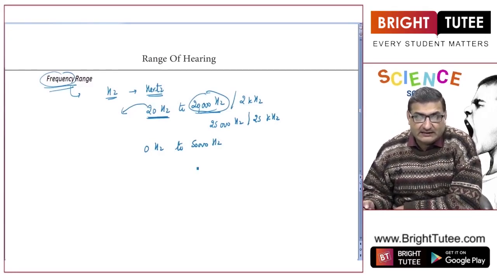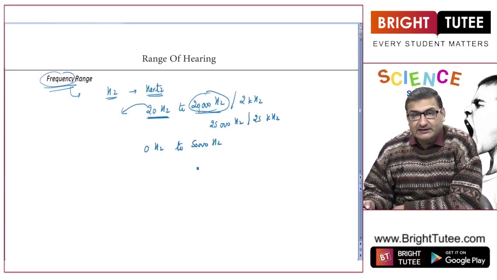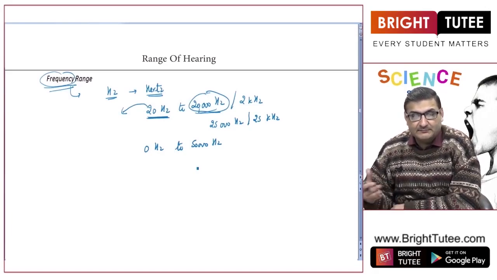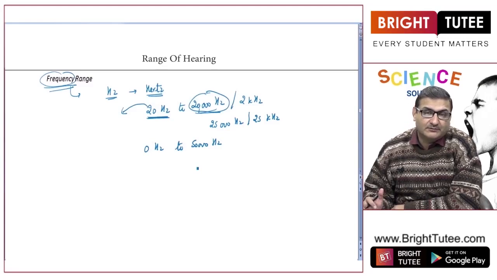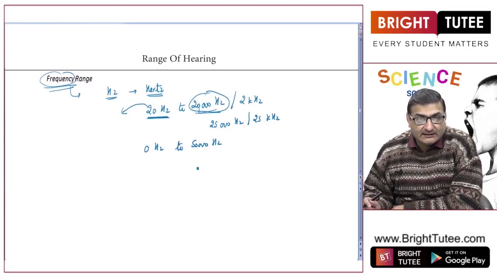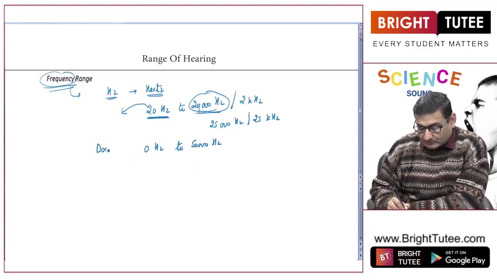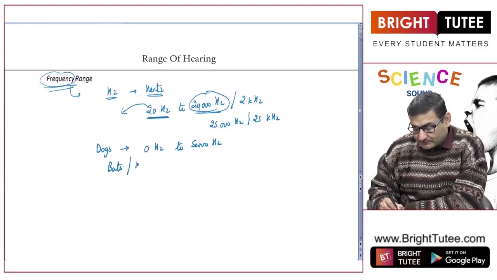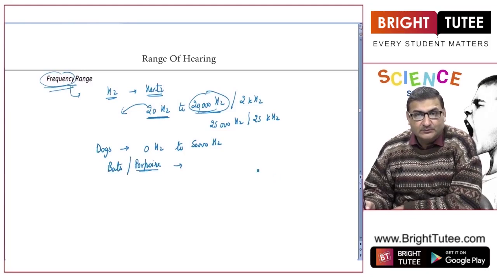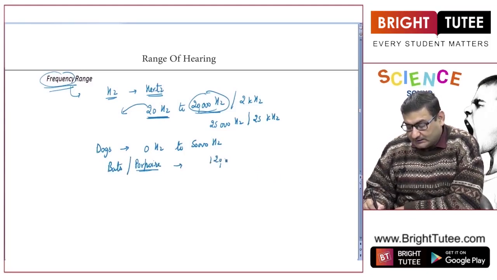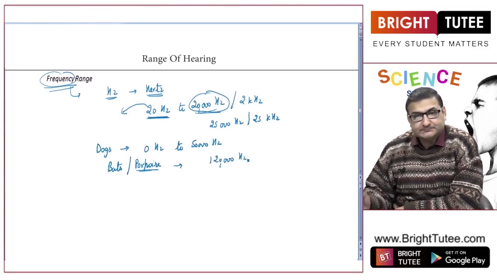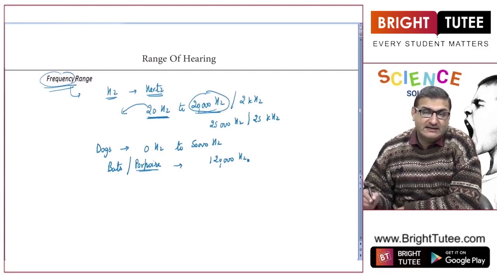Now, these organisms can actually hear much lower and much higher frequency range sounds, right. And there are certain organisms which have an even larger frequency range. I am talking about dogs. When I talk about bats or porpoises, they can hear up to 1,20,000 hertz, right. So, they have much more frequency range.